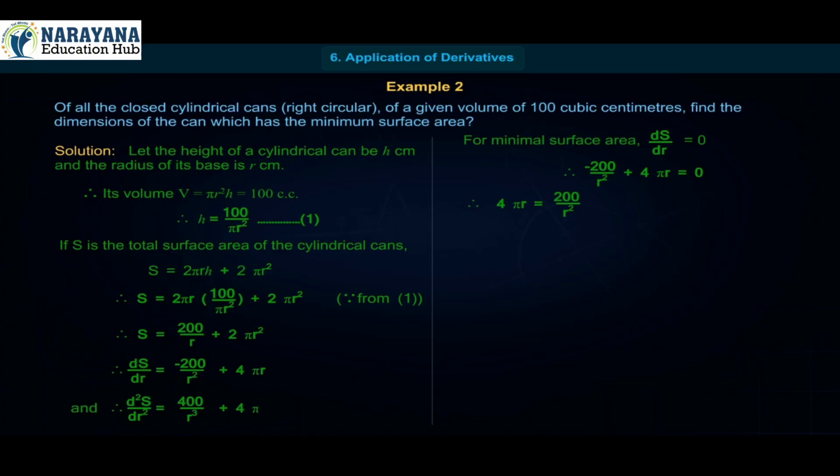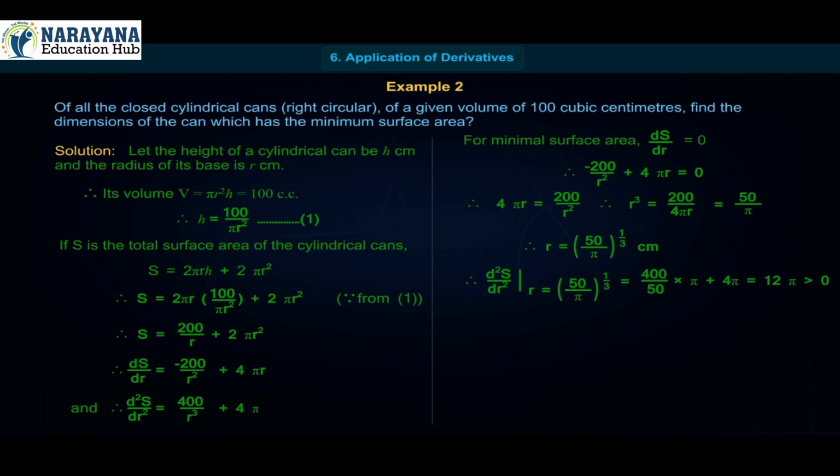Therefore, 4πR is equal to 200 upon R². Therefore, R³ is equal to 200 upon 4π, which is 50 upon π. Therefore, R is equal to (50 upon π) raised to 1 upon 3 centimeter. d²S by dR² at R equal to (50 upon π)^(1/3) is equal to 400 upon 50 into π plus 4π, which is 12π, greater than 0. Therefore, S is minimal when R is equal to (50 upon π)^(1/3).